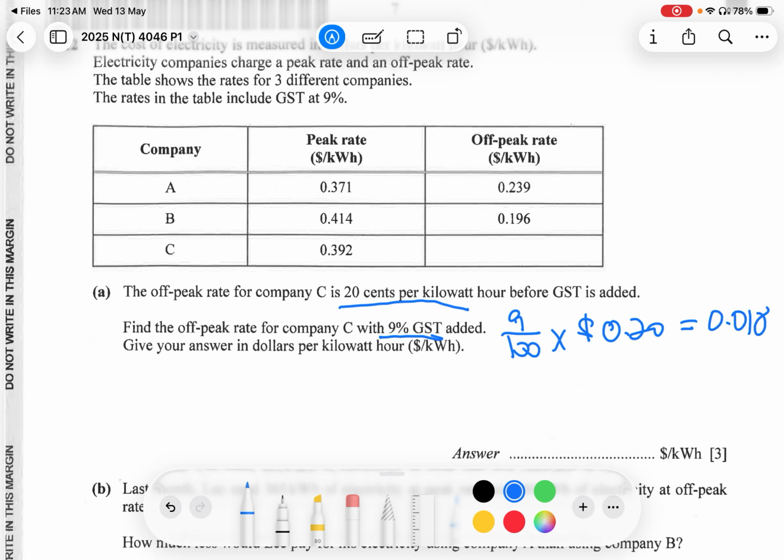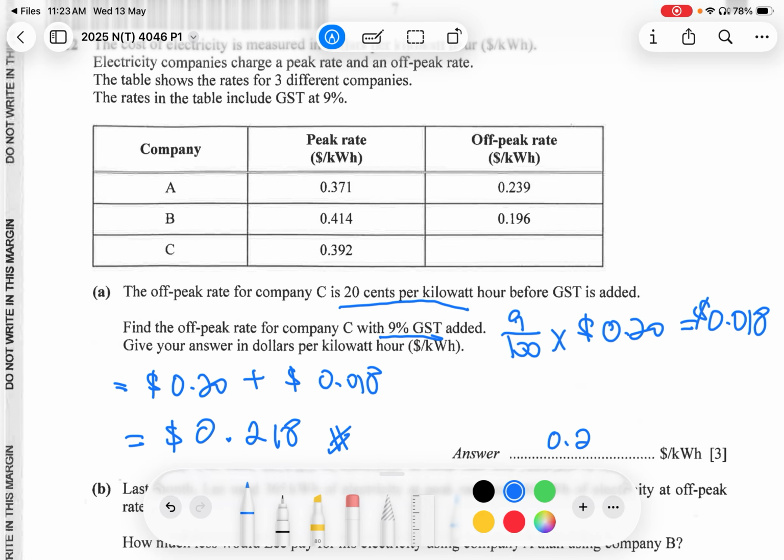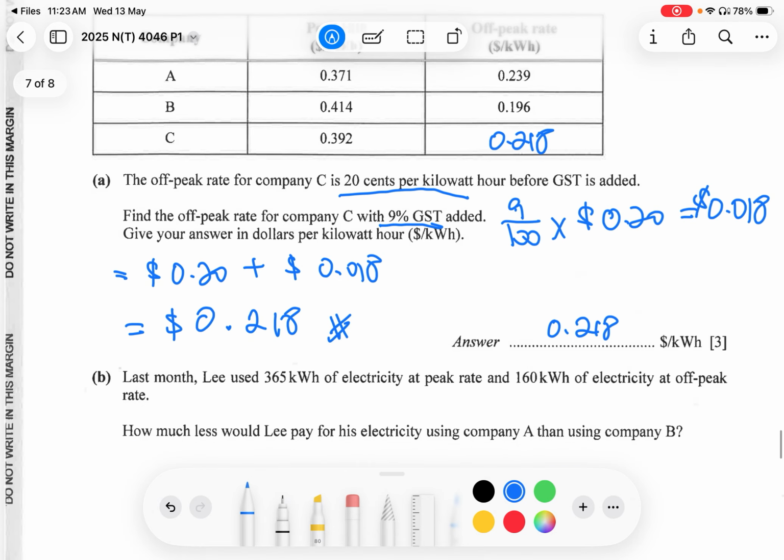0.018 dollars. So the off-peak rate is 0.20 dollars plus the GST, total is 0.218 dollars. So for this, for C.